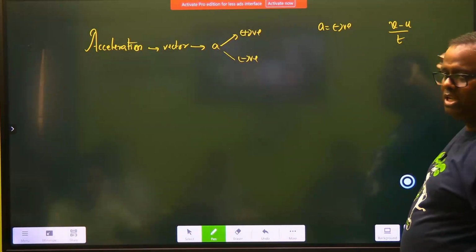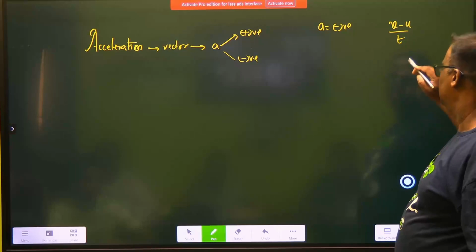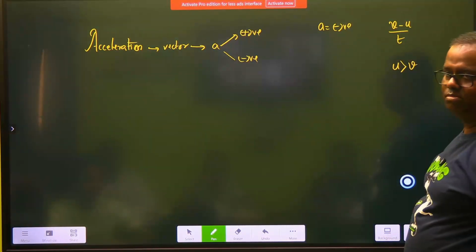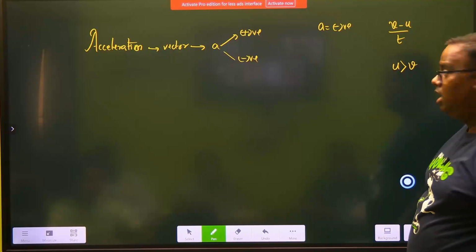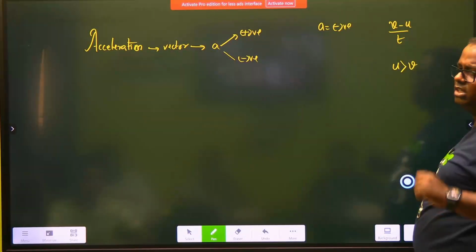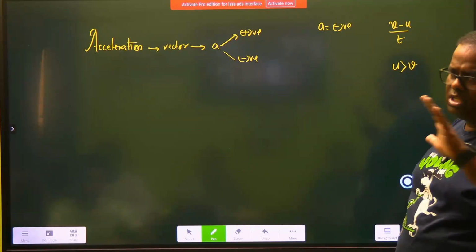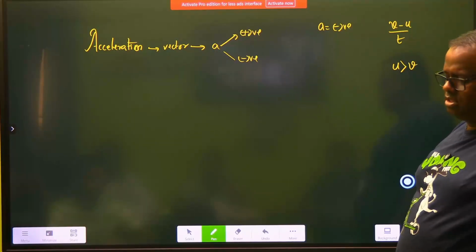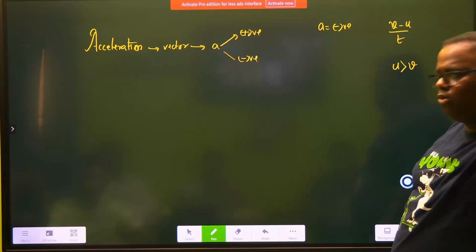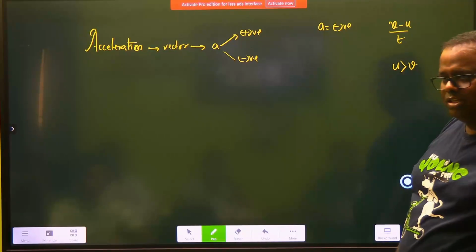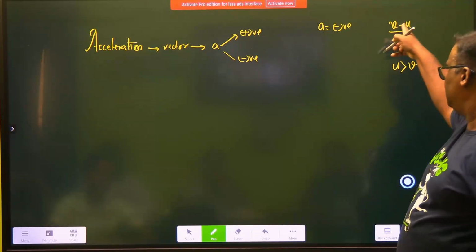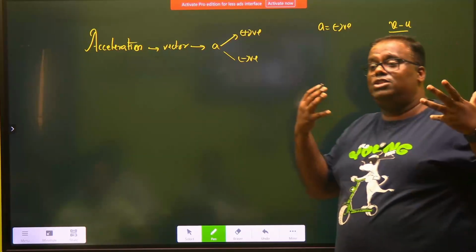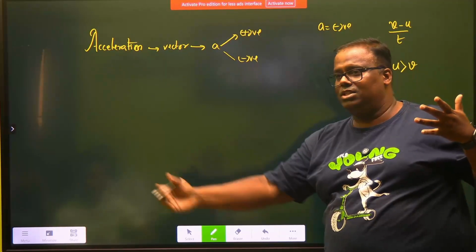For this to be negative, there are two choices. One choice is that U is greater than V. Then it will be negative. Another choice is, sir, make T negative. But T cannot be negative. T is negative only for demons, Gandharvs, Yakshas, Rakshasas, only they can go backwards. You can't go back. T can never be negative. So for A to be negative, this ratio has to be negative. That means initial velocity is more, final velocity is less.